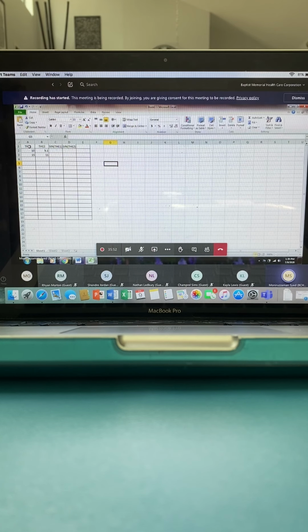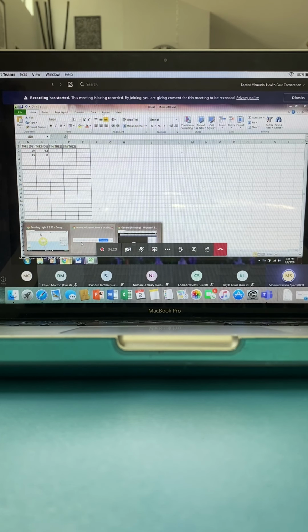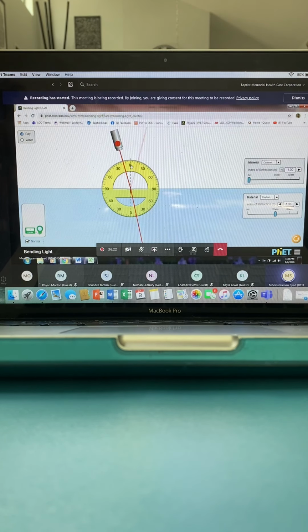So theta is measured in degrees, right? So please make sure that it is in degrees. Okay. All right. So the second data point I got is a 15 angle of incidence and an 11 angle of refraction.